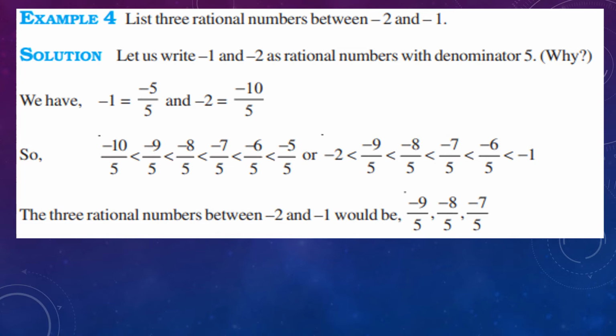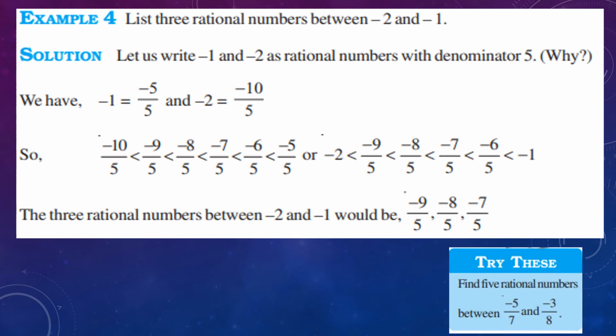Any 3 you can select. That is negative 9 by 5, negative 8 by 5, negative 7 by 5. If you want more rational numbers, you can make the denominator bigger. You can multiply numerator and denominator by 10, and you will get more rational numbers. If you want more than that, you multiply the numerator and denominator by any other number, 100 or 1000. Thus, we have already seen that there are infinite rational numbers in between two rational numbers. And you can try this given question.